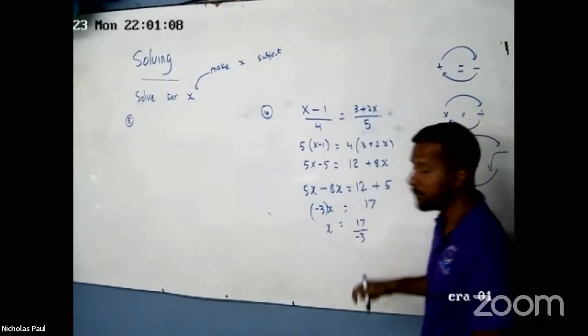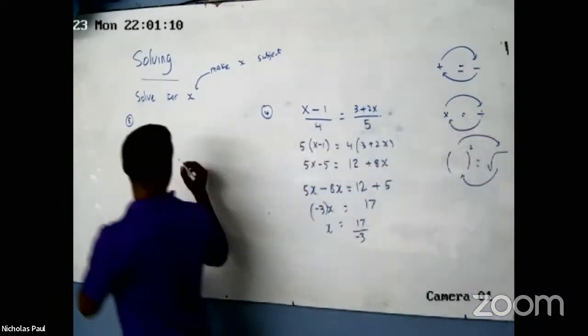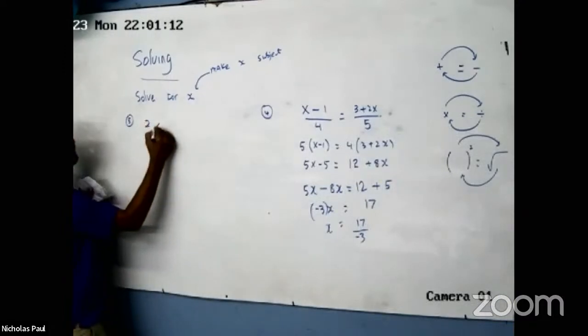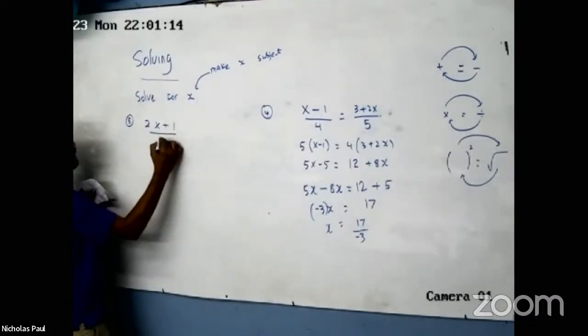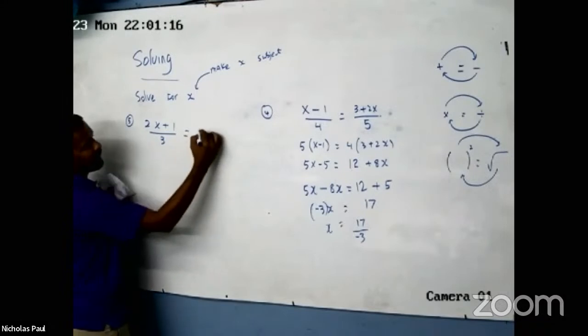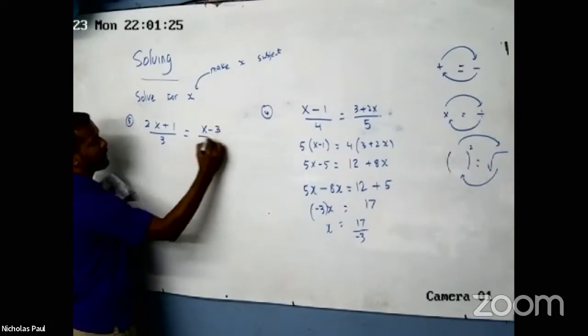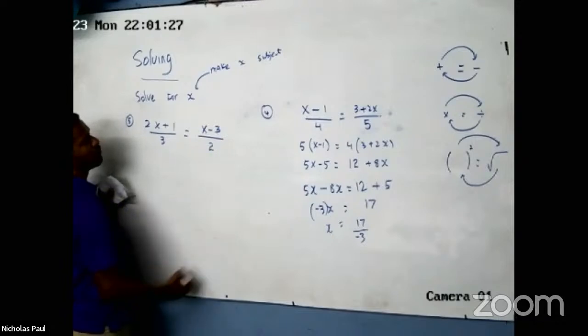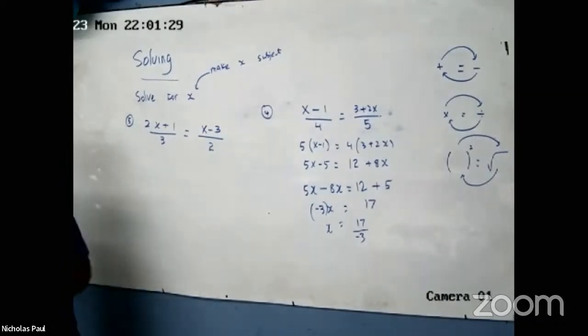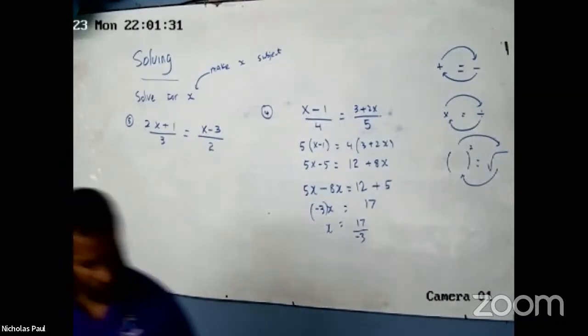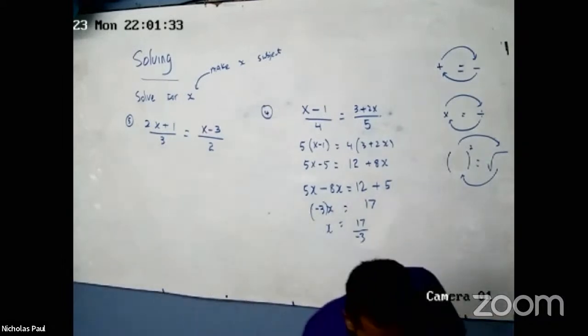All right, let's go again. I want to bring somebody on the board. 2x plus 1 over 3 is equal to x minus 3 over something. Take your time, try this one. Online, message your answers, everybody.